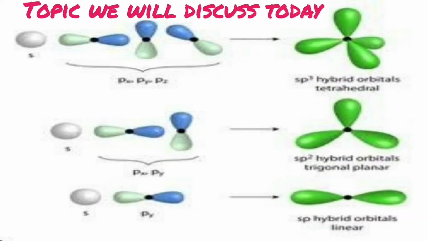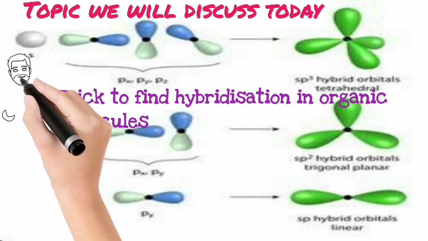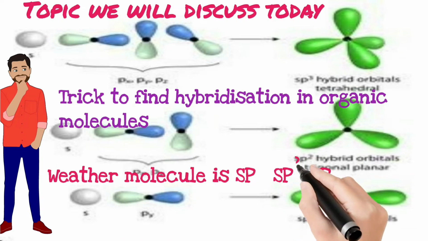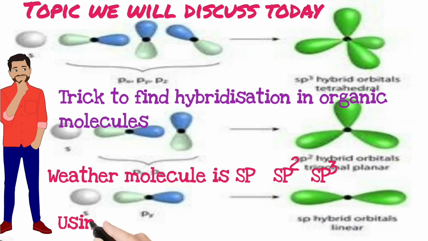Today we are going to discuss the trick to find out hybridization in organic molecules, whether the molecule is sp, sp2 or sp3, and we are going to do this using various examples. So let's get started.